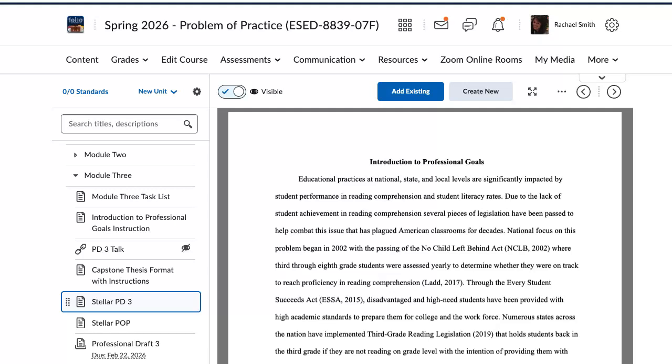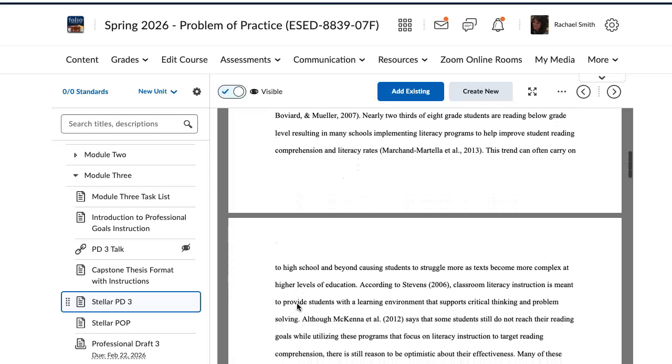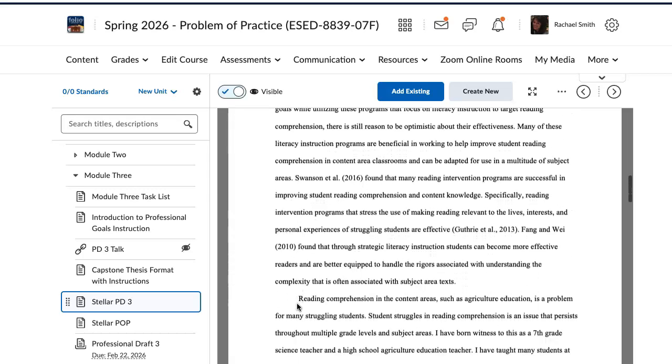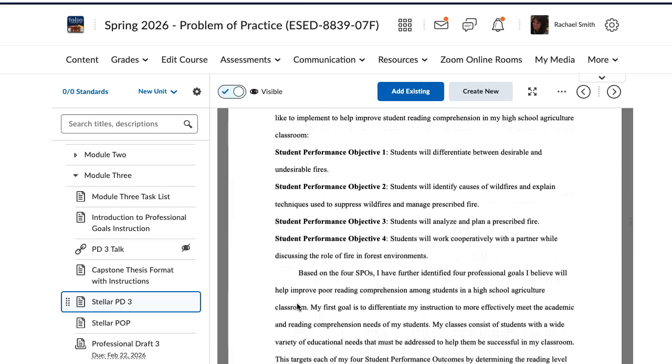This is one of the papers that's been uploaded as an example for you. You can see that the introduction is relying again on the research from the first part of the paper when examining that national trend of the problem. And they just follow the directions going through what's asked of you. Again, here are those student performance objectives, bolded, each separated. I might even bullet them.